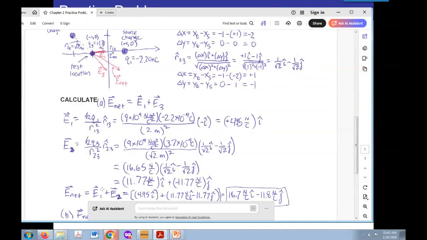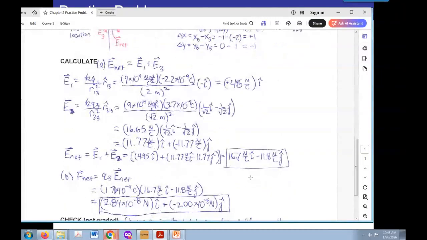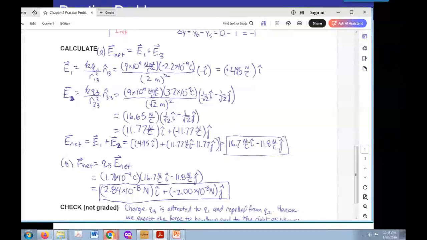Last step, you need to sum these up, okay? And again, that's where you get the calculator out, add up the x components here, the i hats, add up the j hats as well, and we get some result. Okay, so that's the net electric field.